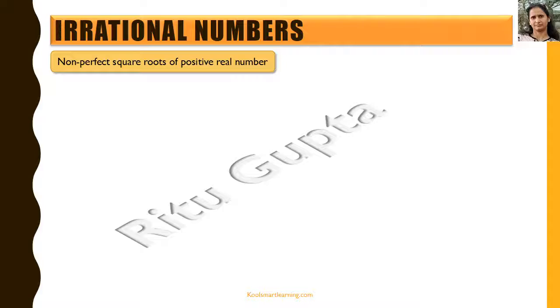Now we'll talk about non-perfect square roots of positive real numbers. Till now we were talking about non-perfect square roots of integers. Now we'll talk about the case where we don't have an integer, we have a real number which is a non-perfect square, and we need to represent its root on the number line. So let's represent root x when we know that x is equal to 2.5.